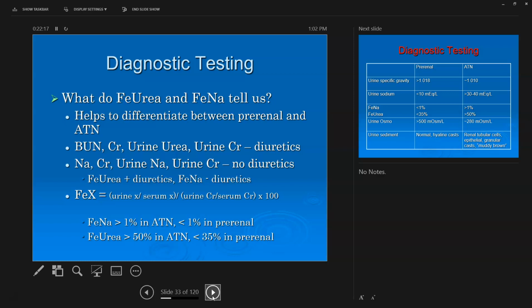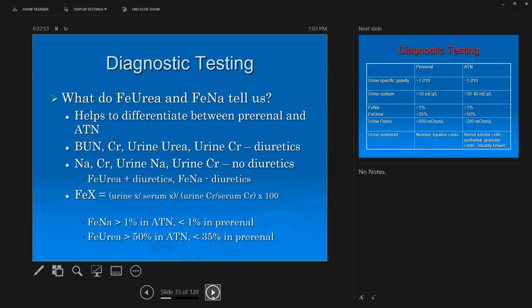Again, going back to what type of renal failure do they have, this FeNa or urea will help us determine. So the fractional excretion of sodium, if it's greater than 1%, that's ATN. If it's less than 1%, it's pre-renal. And the fractional excretion of urea, if it's greater than 50%, it's ATN. But if it's less than 35%, it's pre-renal.